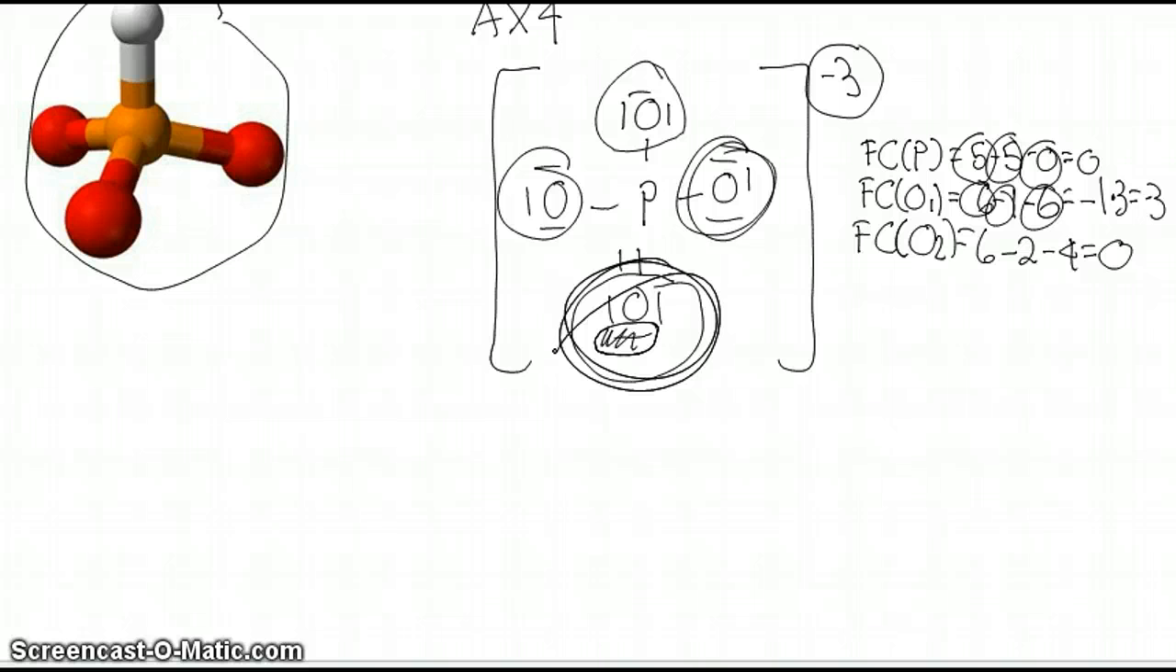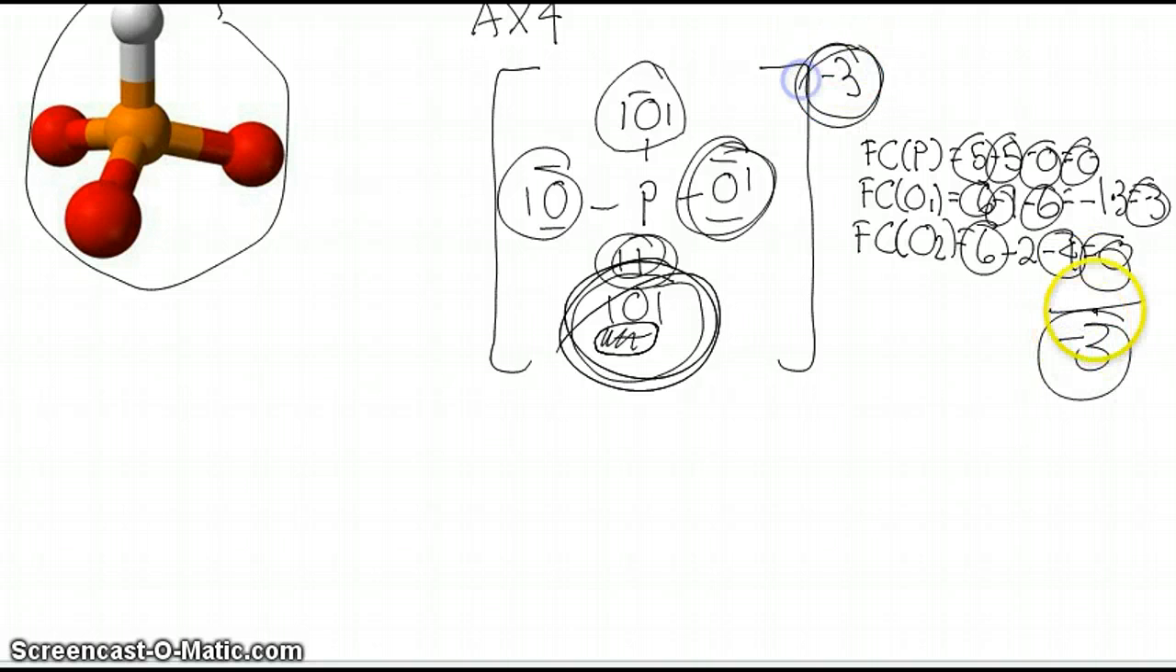To do this, we take the 6 valence electrons brought in minus 2, because of the 2 bonds here, minus 4 non-bonding electrons, which would equal the formal charge. Then if we sum those all up, so 0 minus 3 minus 0, we get a charge of negative 3, which would correspond to this negative 3.